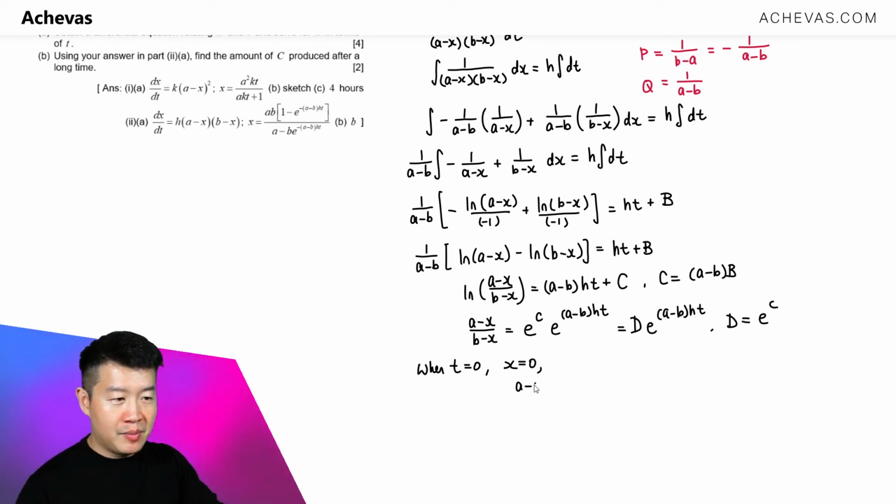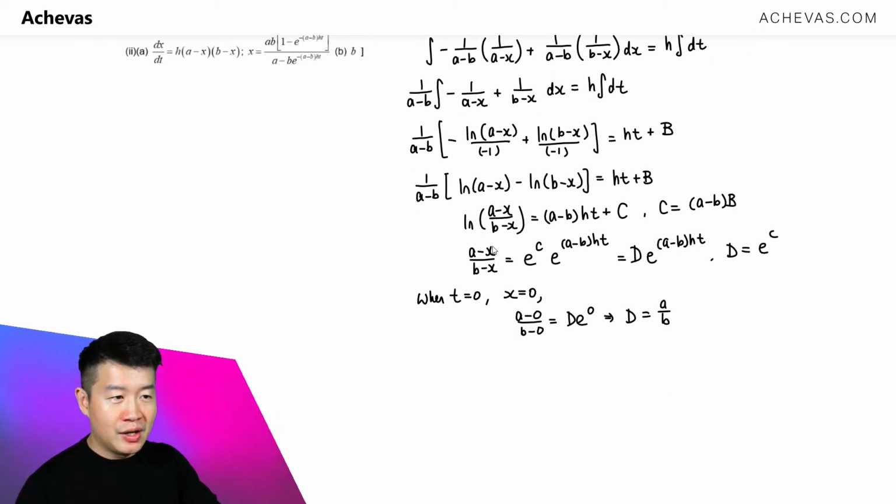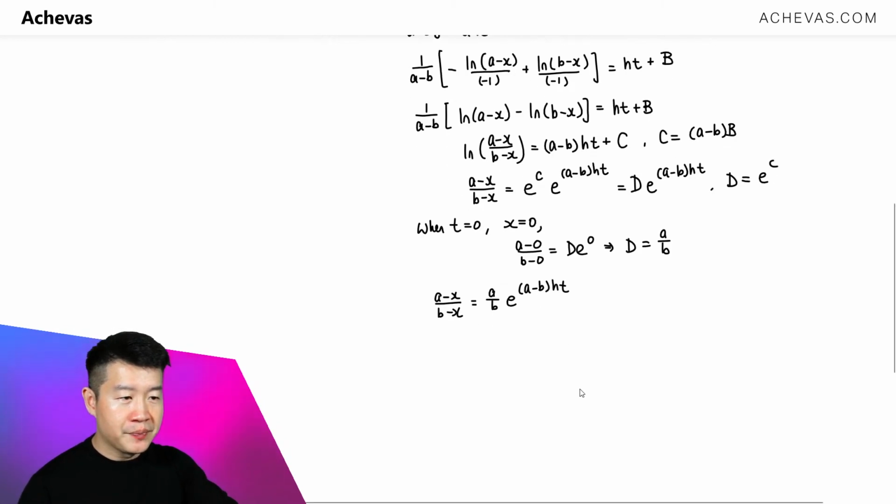When t is equal to 0, x is equal to 0. So we will have (a - 0) divided by (b - 0). This is going to be d e to the power of 0. E to the power of 0 is going to be 1. This tells me that d is going to be equal to a over b. So now I can have an expression relating x to t, in terms of just a, b, and h, which I've defined previously. So we will have (a - x) divided by (b - x) equal to d, which is a over b, e to the power of (a - b)ht.